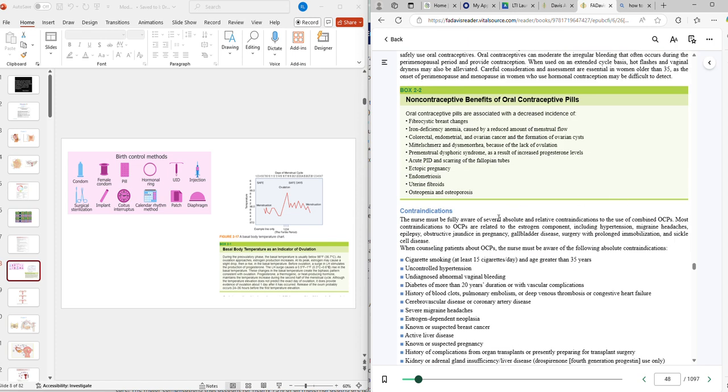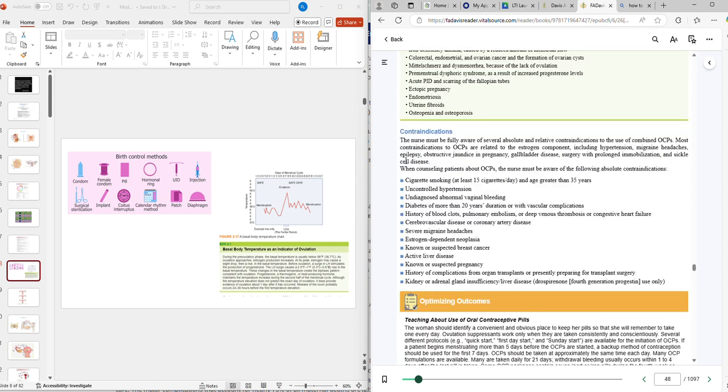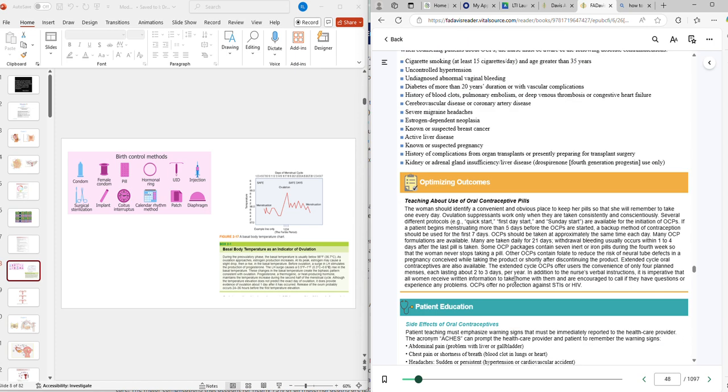Contraindications. So why would we not prescribe or give the OCPs to the patients? Okay. We would not give them to anybody that smokes cigarettes and is at least 35 years of age. Uncontrolled hypertension, you can read on through here, but there's specific ones that we cannot give those to. Okay. It goes on to talk about some more.